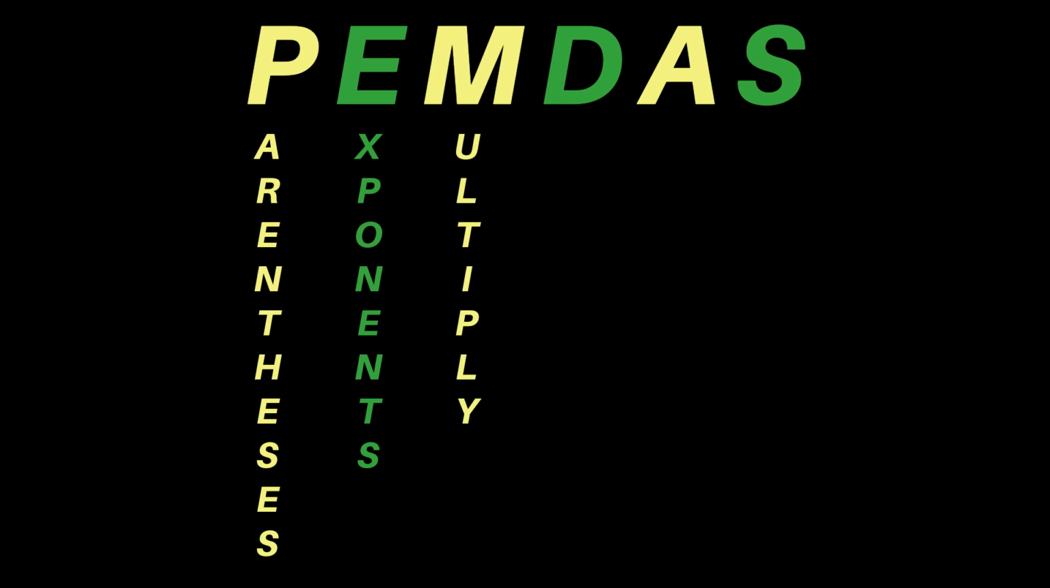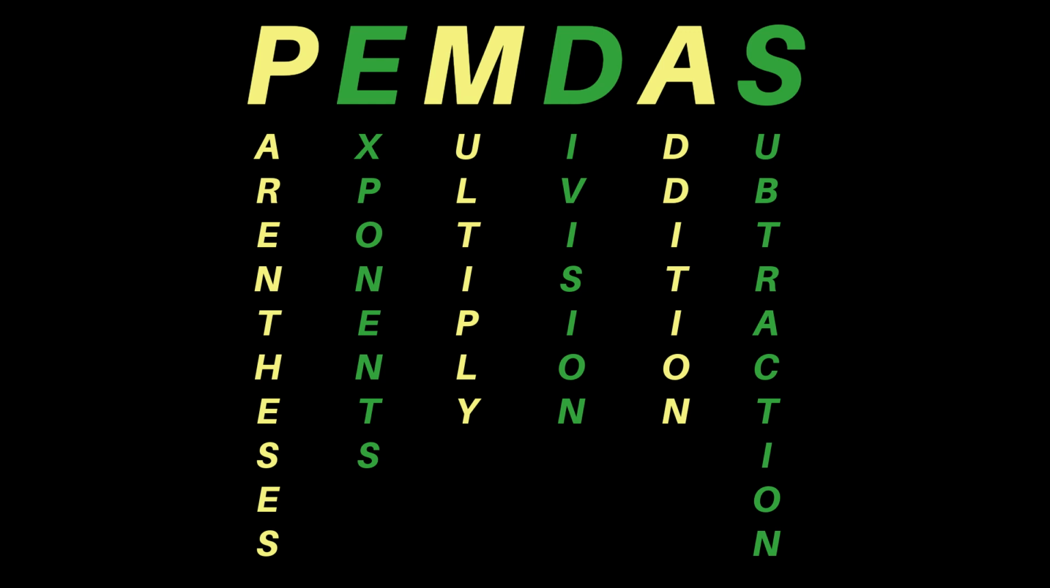The mnemonic device PEMDAS is often used to remember the order of operations. Parentheses, exponents, multiplication and division from left to right, addition and subtraction from left to right. Let's break down each component of PEMDAS to understand its role in the order of operations.